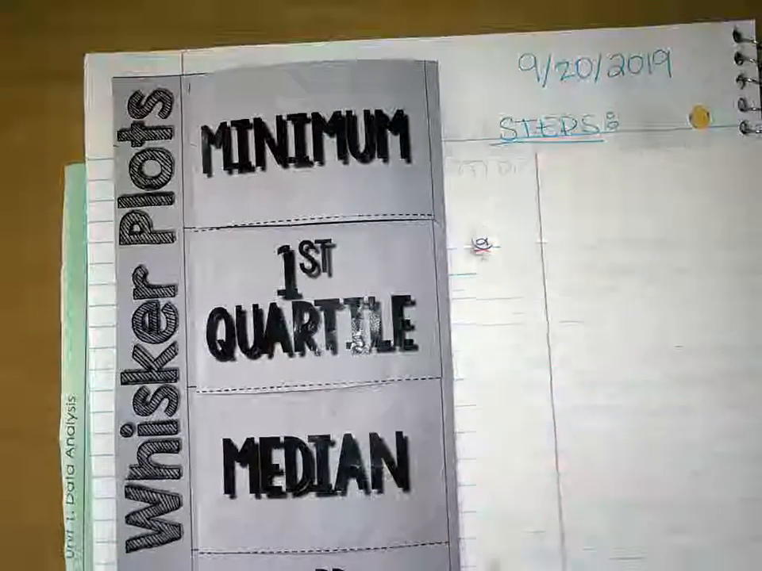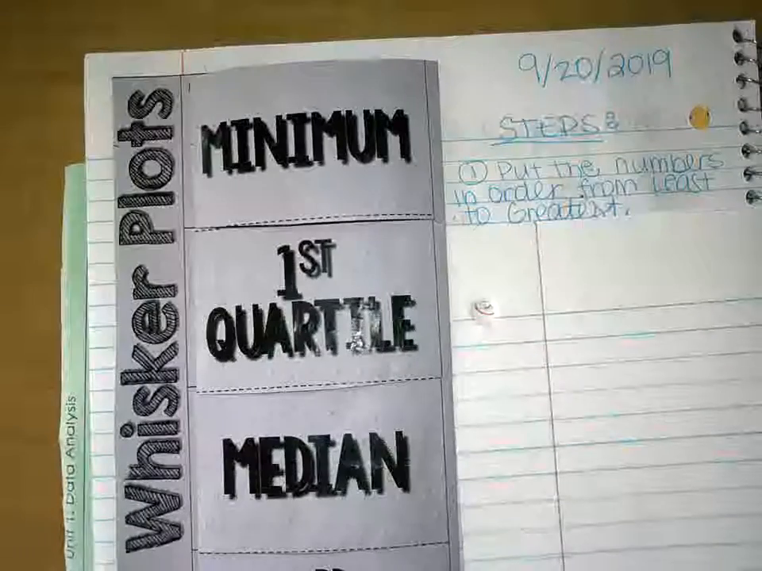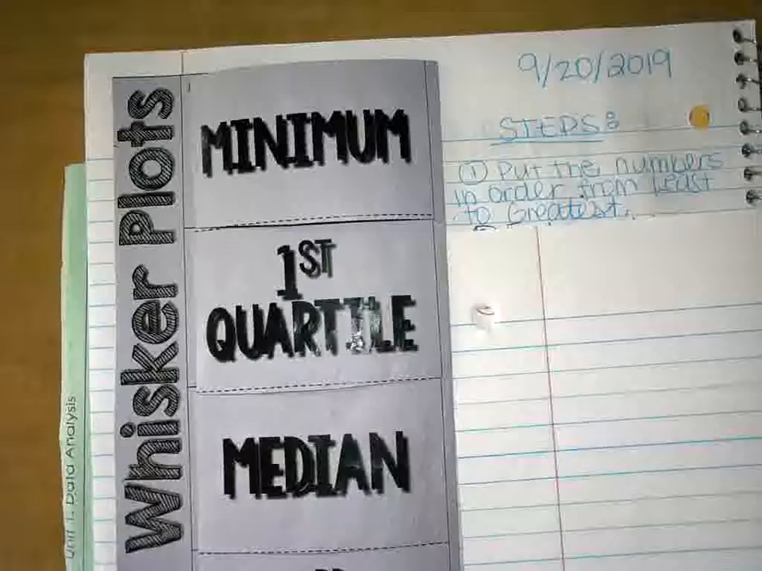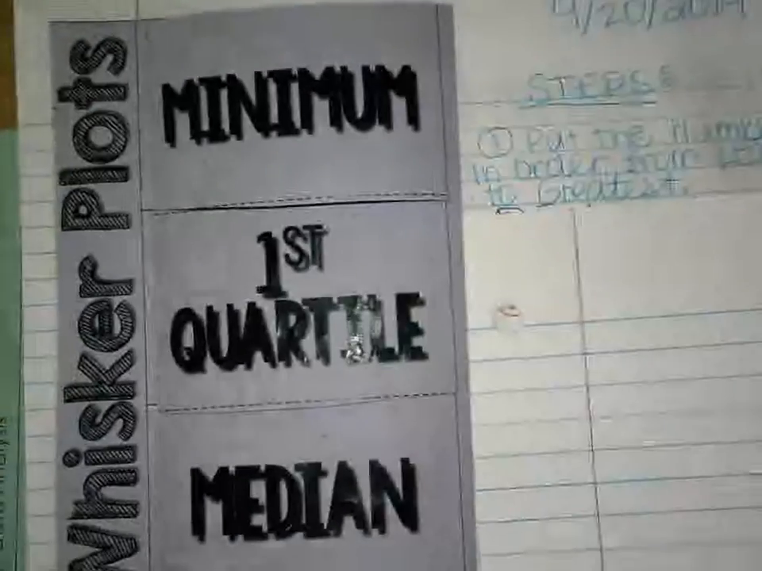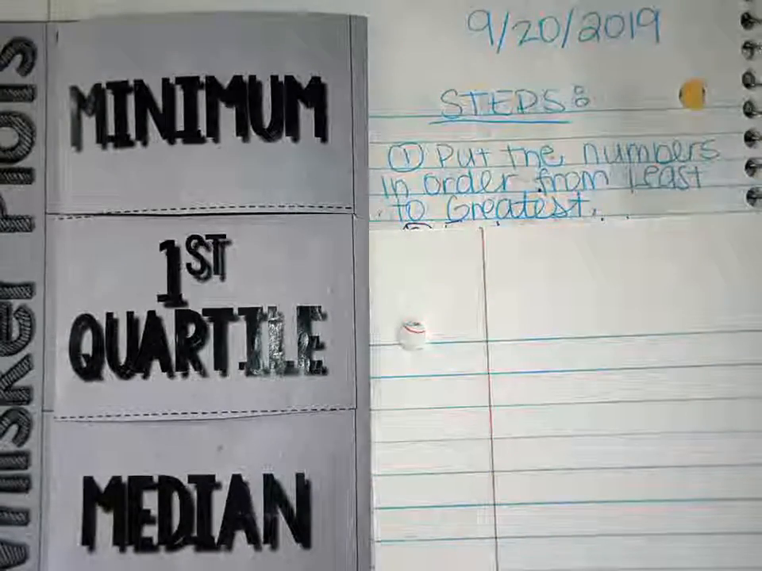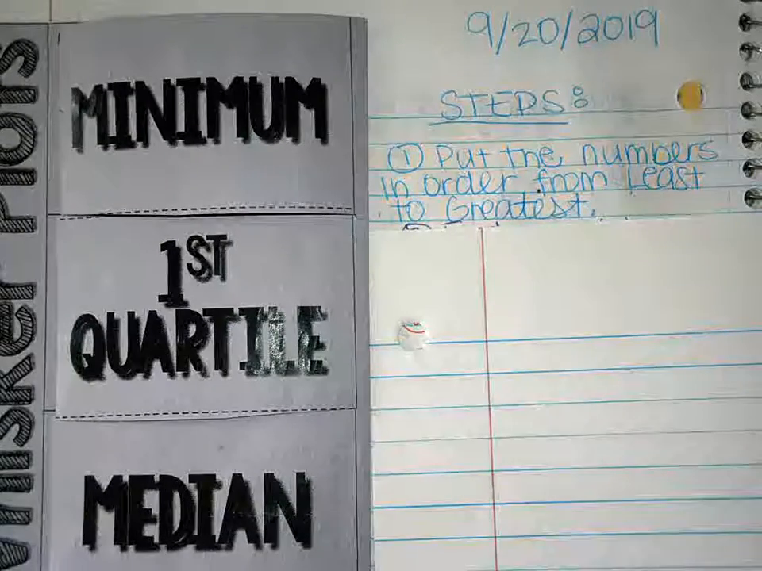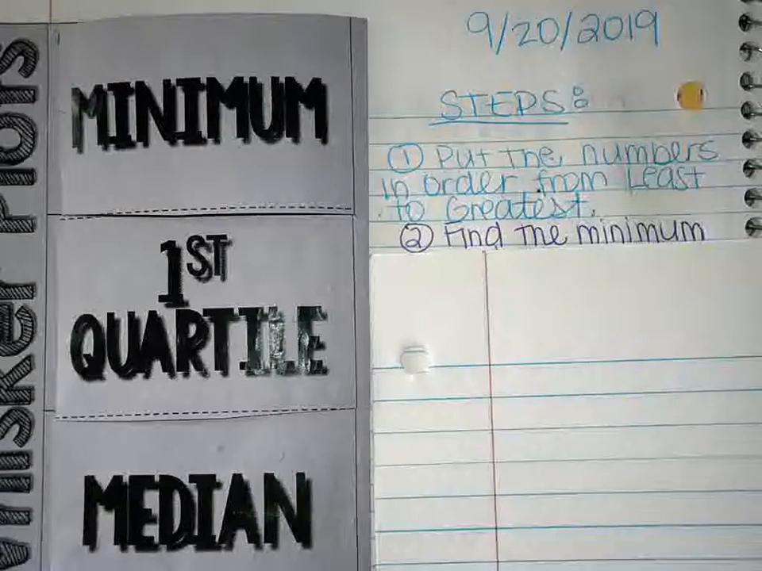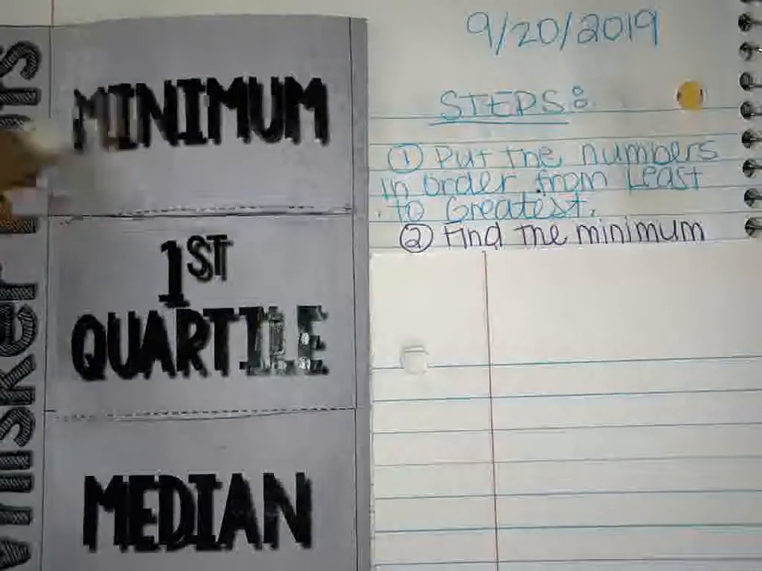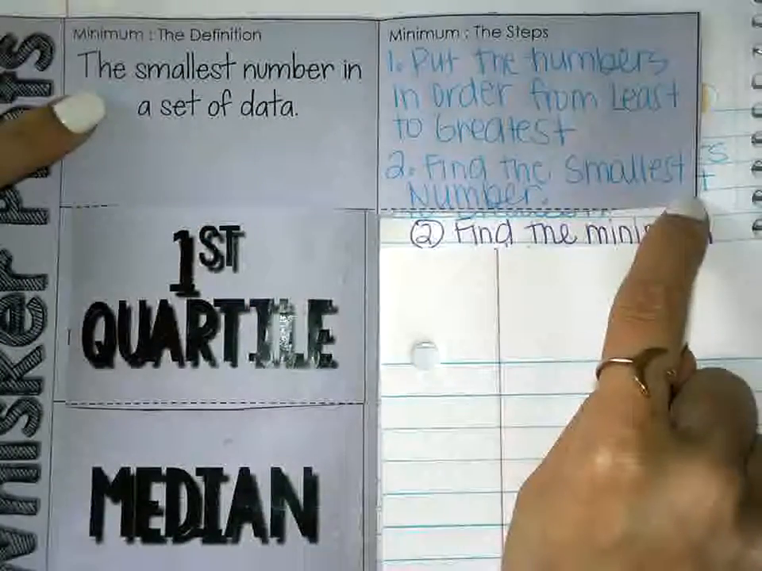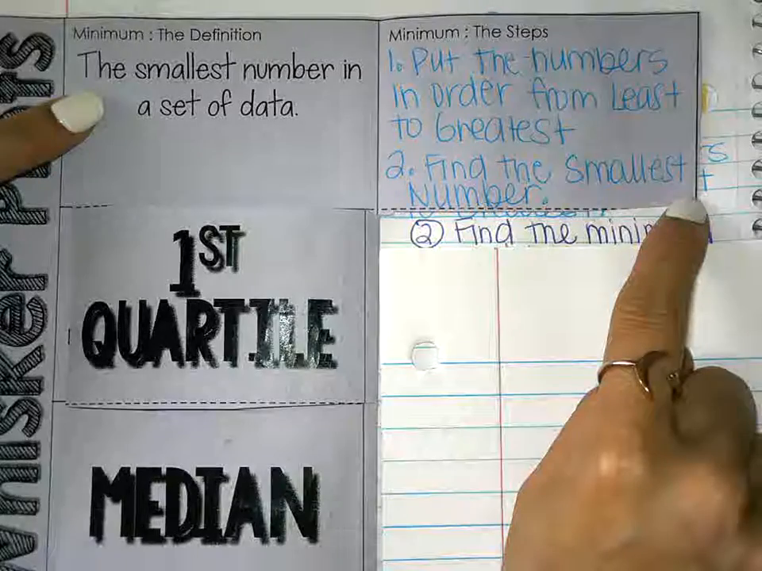So, here are the steps. Step 1 is to always put the numbers in order from least to greatest. That is the first thing that you must do every single time that you have a list of numbers. Put them in order from least to greatest. Once you have done that, your next step is to find the minimum. This is the minimum. So we're going to open it up, and it says the minimum is the smallest number in a set of data.